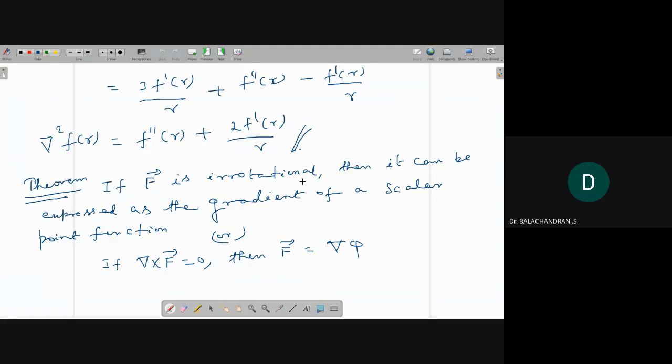If F vector is irrotational, then it can be expressed as the gradient of a scalar point function. This is a problem we discussed in the first hour. You can write it the other way: if F vector is irrotational, that means del cross F vector equals 0, then F vector is the gradient of a scalar point function, that is, F vector equals del phi.